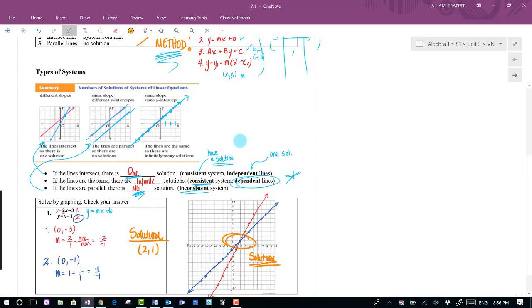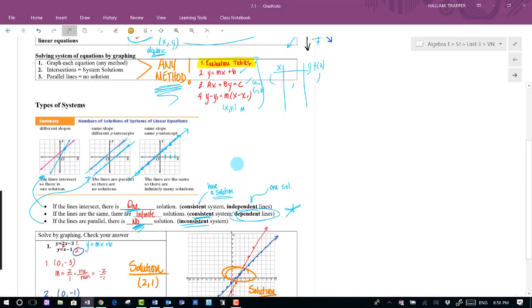There's your notes on how to solve a system by graphing and the various forms of graphing solutions that you can find. One, no solution, or an infinite number of solutions.